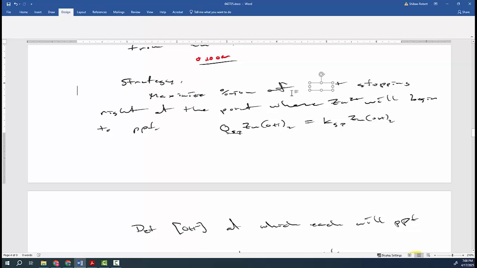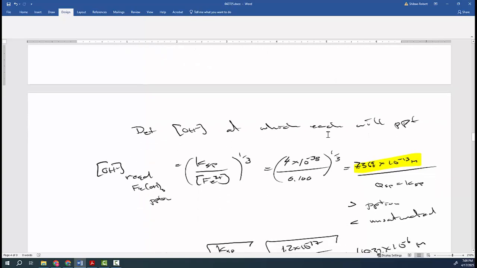So we want to maximize the precipitation of iron 3+, stopping right at the point where zinc 2+ will begin to precipitate. In other words, we want to stop at the point where the QSP for zinc hydroxide is equal to the KSP of zinc hydroxide. That's called saturated. We don't want to go beyond saturated, because that would become supersaturated.